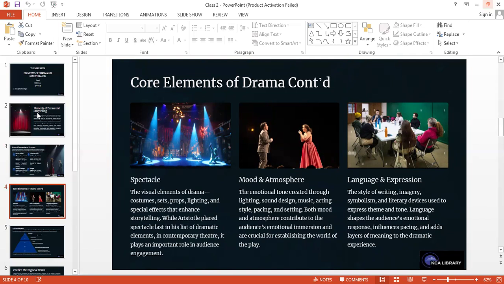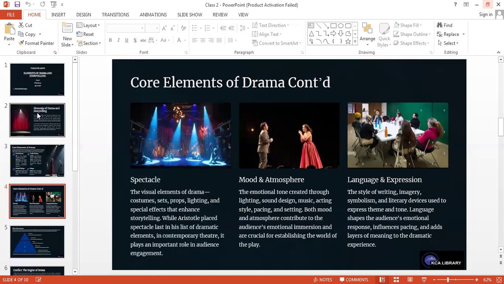While Aristotle placed spectacle last in his list of dramatic elements, in contemporary theater it plays an important role in audience engagement. The next core element of drama is mood and atmosphere. It is the emotional tone created through lighting, sound design, music, acting style, and also the pacing and setting. Both mood and atmosphere contribute to the audience's emotional immersion and are crucial for establishing the world of the play.